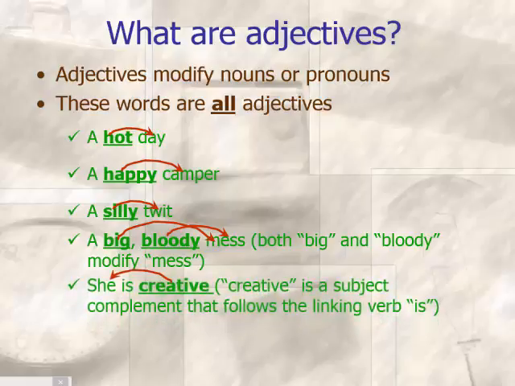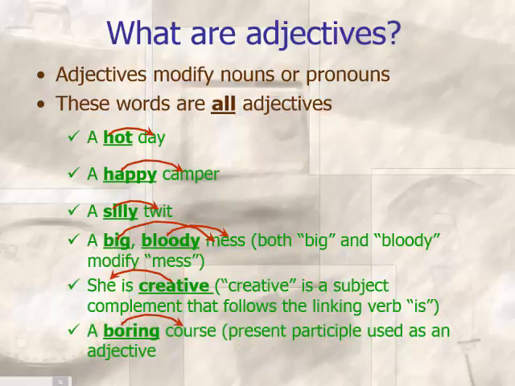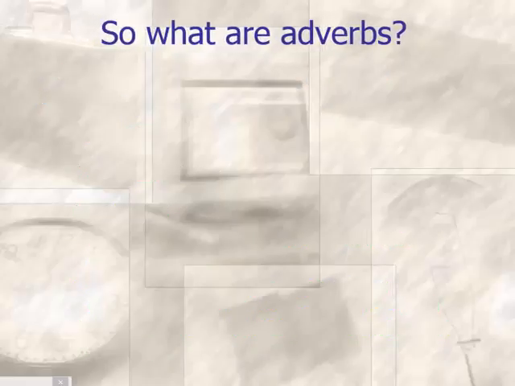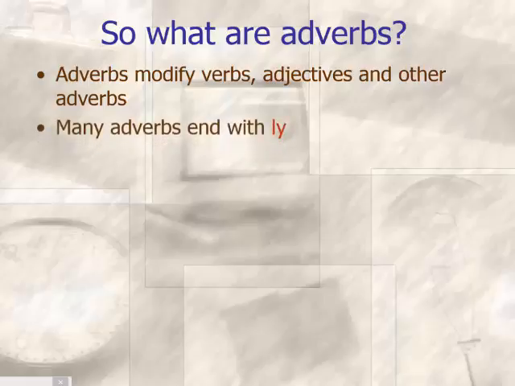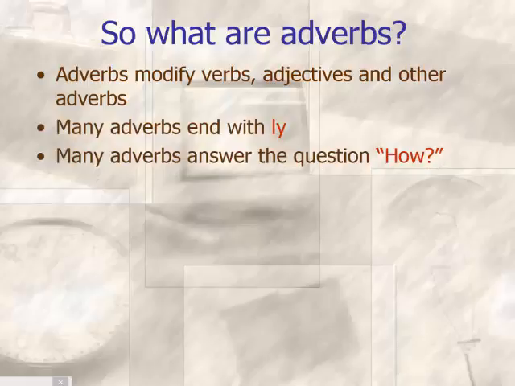She is creative. Creative is a subject complement that follows the linking verb is. A boring course: a present participle used as an adjective. And what are adverbs? Adverbs modify verbs, adjectives, and other adverbs. Many adverbs end with "ly", and many adverbs answer the question how.